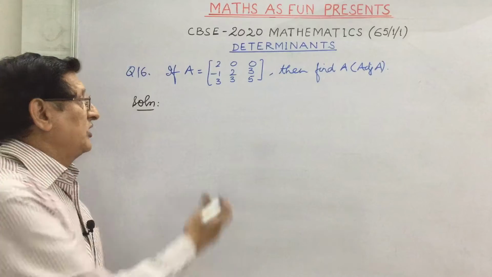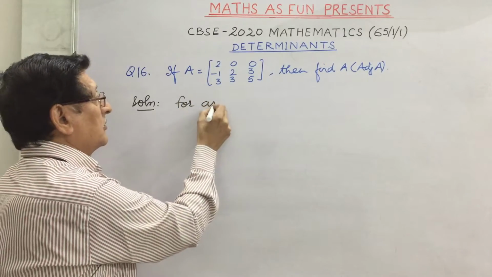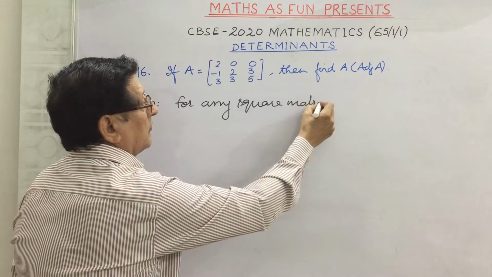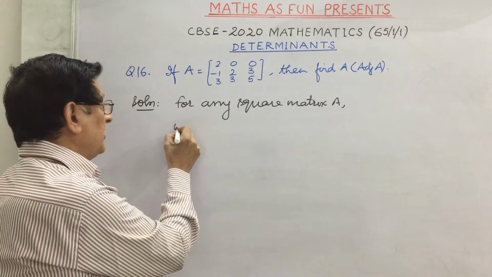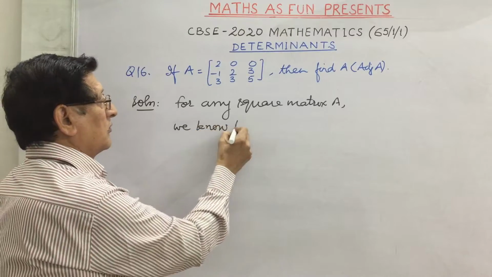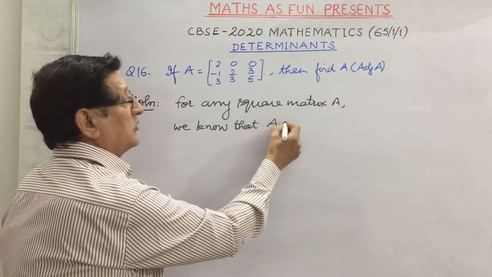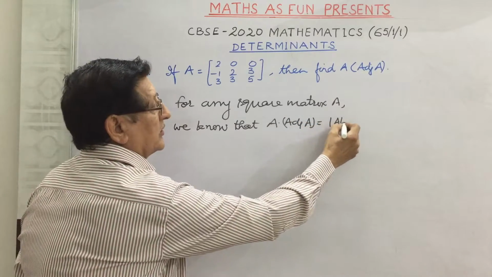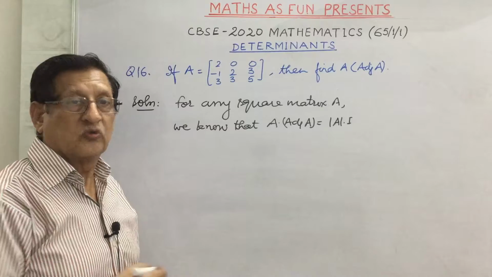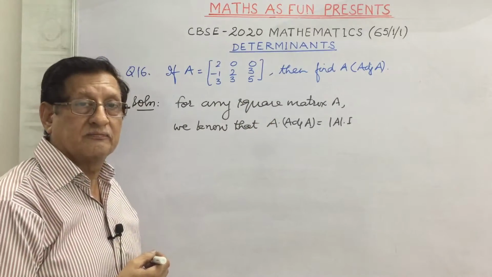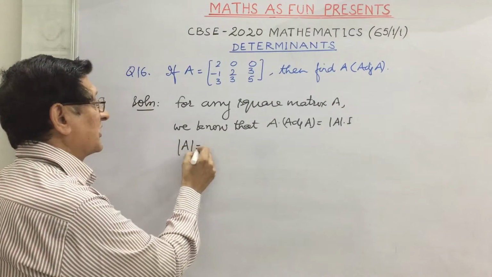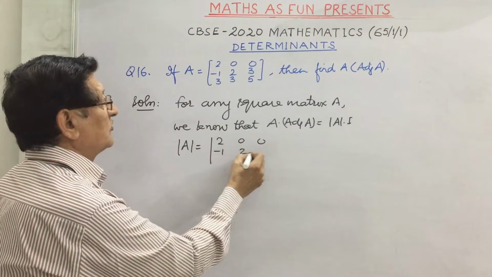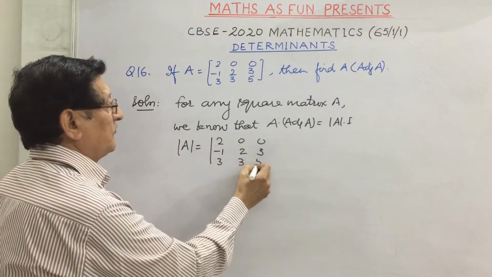And for that, we know for any square matrix A, we know that A into adjoint A is equal to determinant A into I. So why not to find out the determinant A? Determinant A here comes as 2, 0, 0, minus 1, 2, 3, 3, 3, 5.